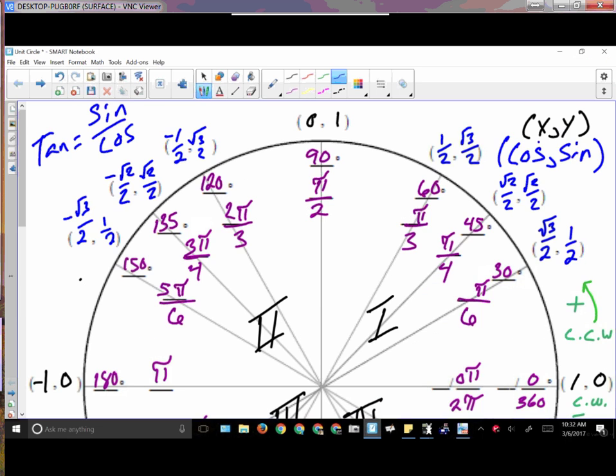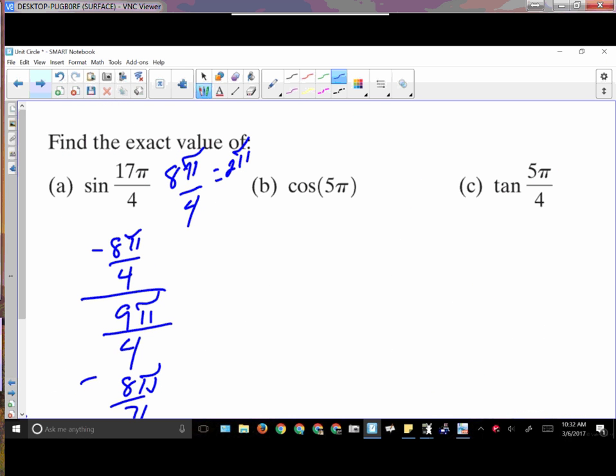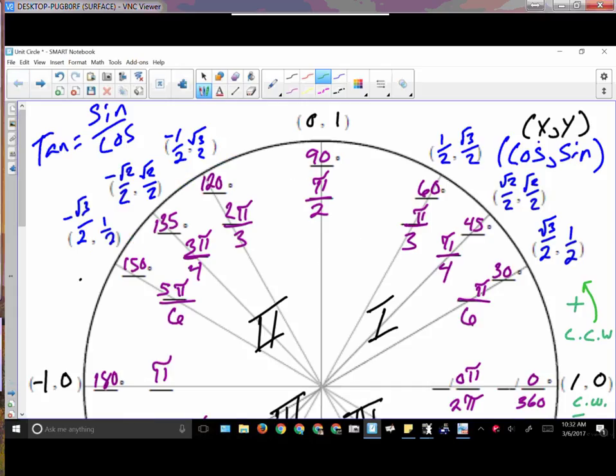What about cosine of 5 pi? Well, it's not a fraction there, so if I take off a 2 pi, I am left with 3 pi. Can I take off another 2 pi? Yep, I'm left with pi. So what's the cosine of pi? Go back here. Cosine of pi, pi is right here, so the cosine of pi would be equal to -1.